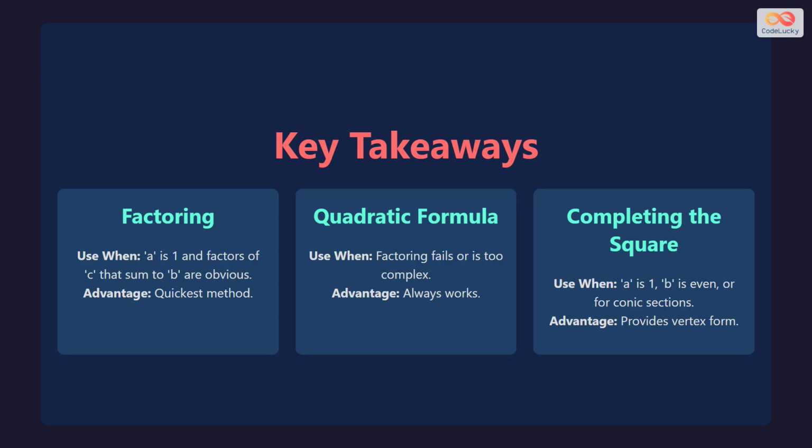To summarize, always try to factor first, as it is the fastest method for simple quadratics. If factoring doesn't work or seems too difficult, the quadratic formula is your reliable, all-purpose solver. And remember to use completing the square when a is 1 and b is even, or when you need to find the vertex form of an equation or work with conic sections.